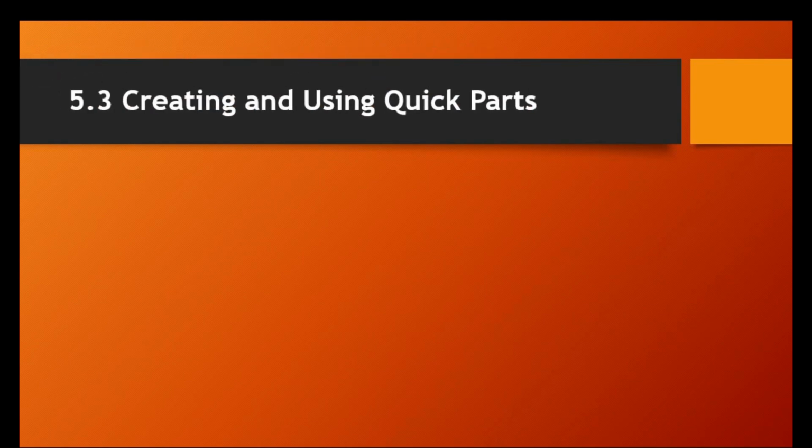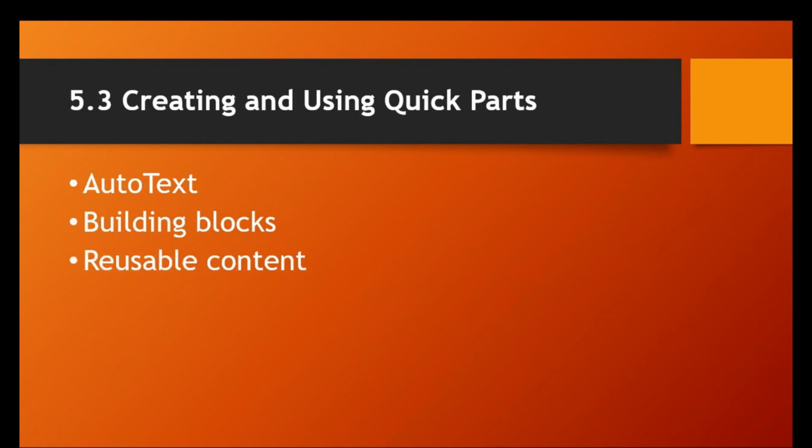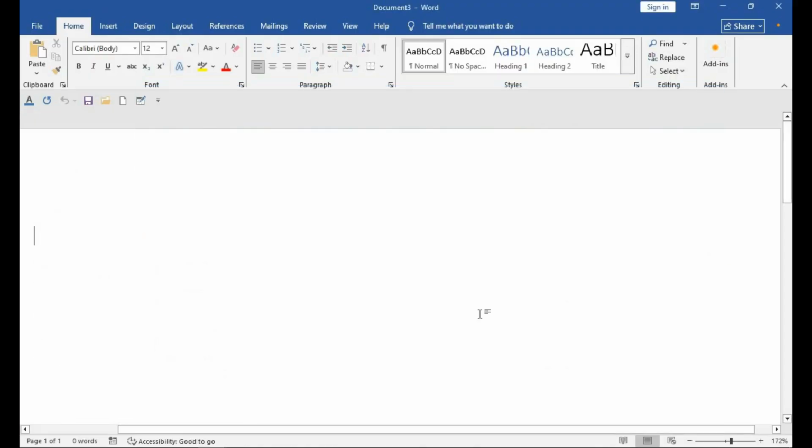Section 5.3, Creating and using quick paths. In this session, we will look at auto text. We will also look at building blocks, and finally, we will look at reusable contents. Now, let's automate your typing. Quick paths allows you to save reusable text, so you never retype the same thing twice.